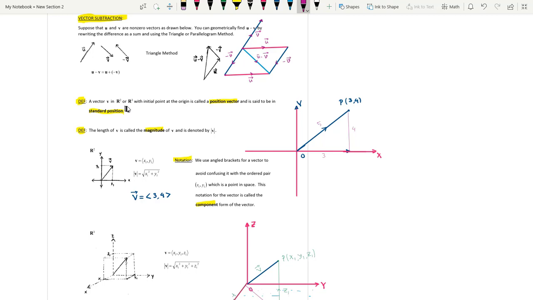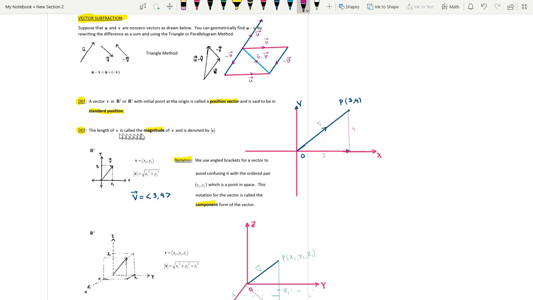A vector v in 2 dimensions or 3 dimensions with the initial point at the origin is called a position vector. It is also said to be in standard position. So suppose you have a vector OP, its initial point is the origin and this is the terminal point. If you consider the xy axis, you will go 3 units along the x-axis and 4 units along the y-axis. Now this angle is 90 degrees and it becomes a right angle triangle. Now if you apply the Pythagorean theorem, the hypotenuse squared equals the adjacent squared plus the opposite squared. That means 3 squared plus 4 squared, which is 25, and if you take its square root, you will get 5. So this 5 is the magnitude of this vector OP.